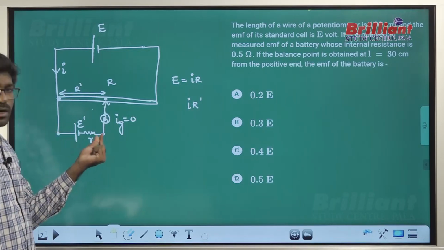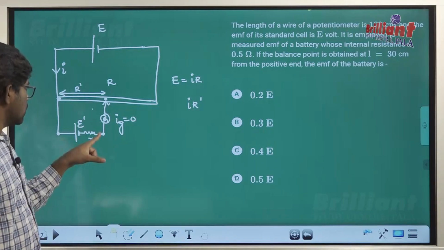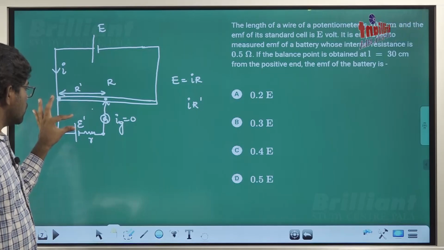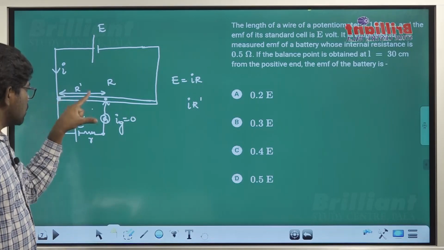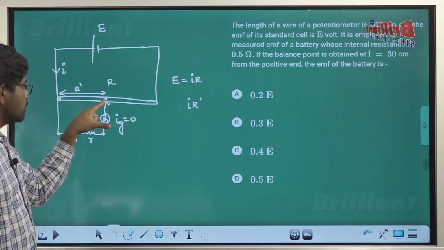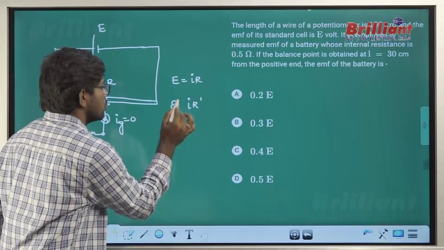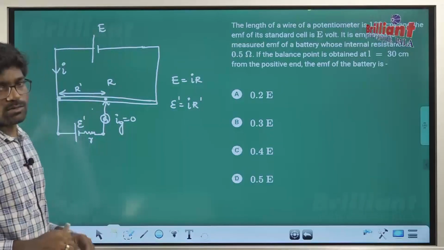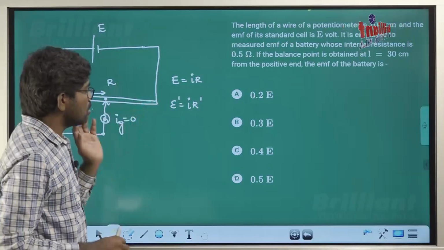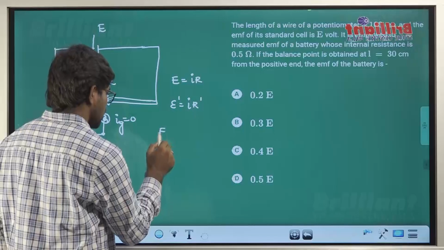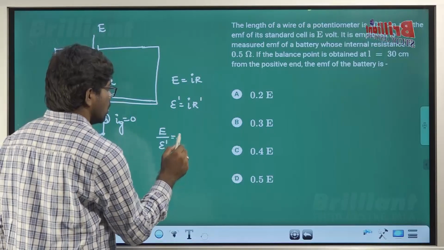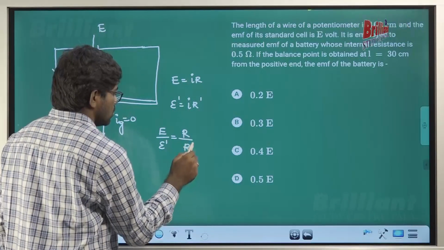The potential difference is what? E dash here. So E dash must be equal to the potential difference between these 2 points. How much is it? I into R dash. So your E dash equals I into R dash. Take the ratio, E by E dash, which will be R by R dash.